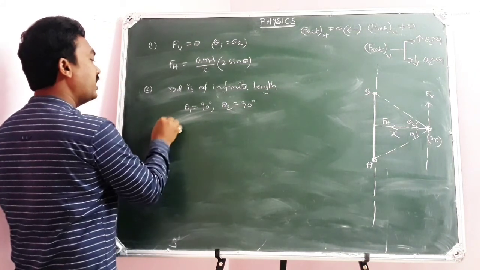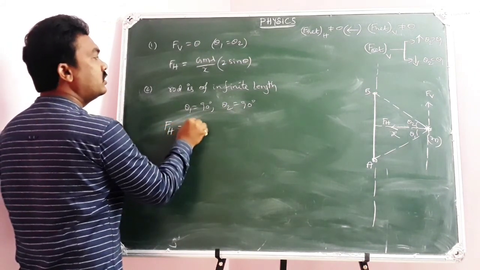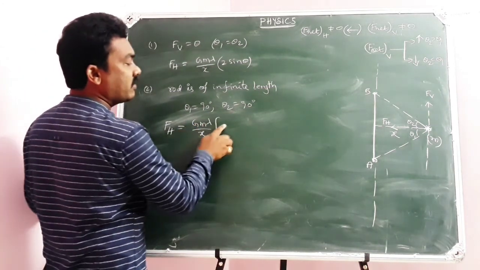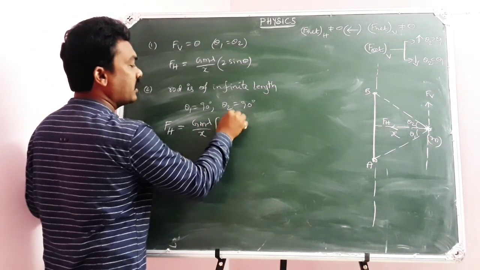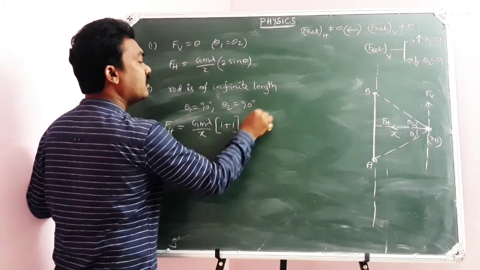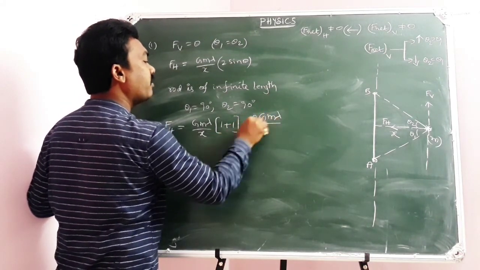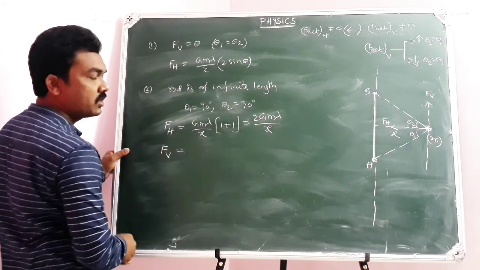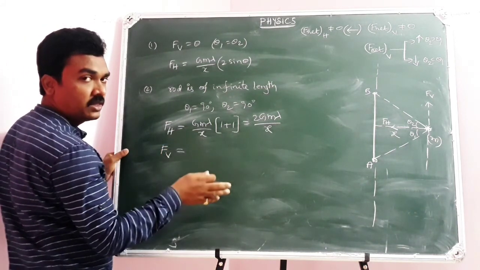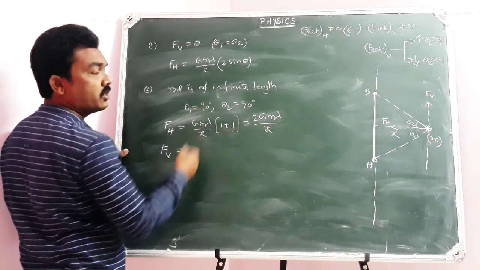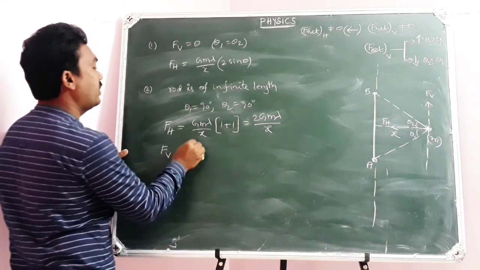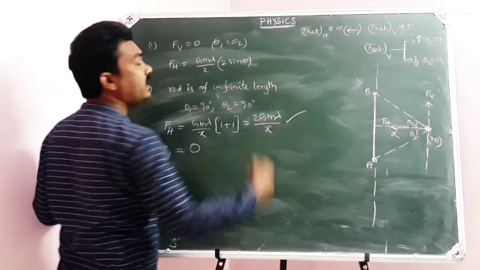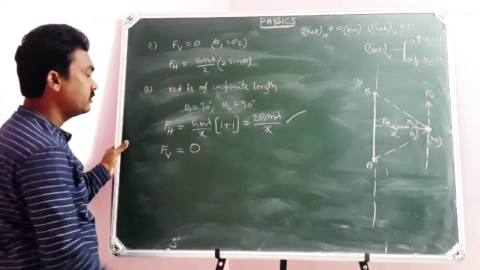So that Fh equal to Gm lambda by x into sin theta 1 plus sin theta 2, 1 plus 1, because theta equal to 90. This is equal to 2 Gm lambda by x. And Fv, the vertical force, the rod is of infinite length, so theta 1 equal to theta 2 equal to 90. Both are equal, so net force in vertical direction will be 0. So ultimately there is a net force only in horizontal direction.